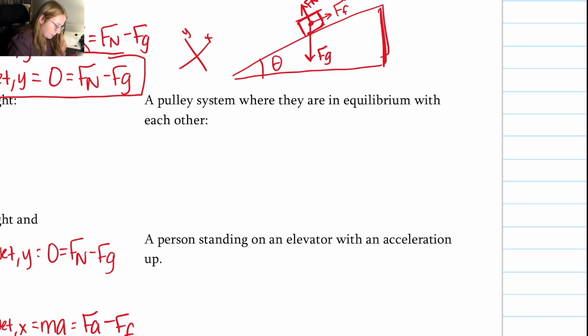All right, a pulley system where they are in equilibrium. So your net force should be 0. Okay, so usually a pulley system consists of 2 masses at least. It could be more than that.